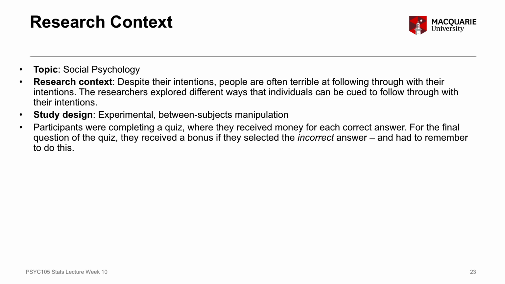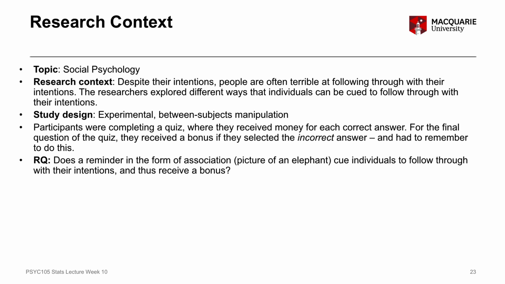So say that again. Participants were completing a particular quiz in the experiment and they received money for each correct answer that they got on the quiz. But for the last question, the final question, they received an extra financial bonus if they selected the incorrect answer. And so they had to remember to do that from when they were told at the start of the experiment through to when the question came up at the end of the quiz. So they had an intention to give the wrong answer, the incorrect answer on the final question, and they had to remember to do that and follow through with their intention.